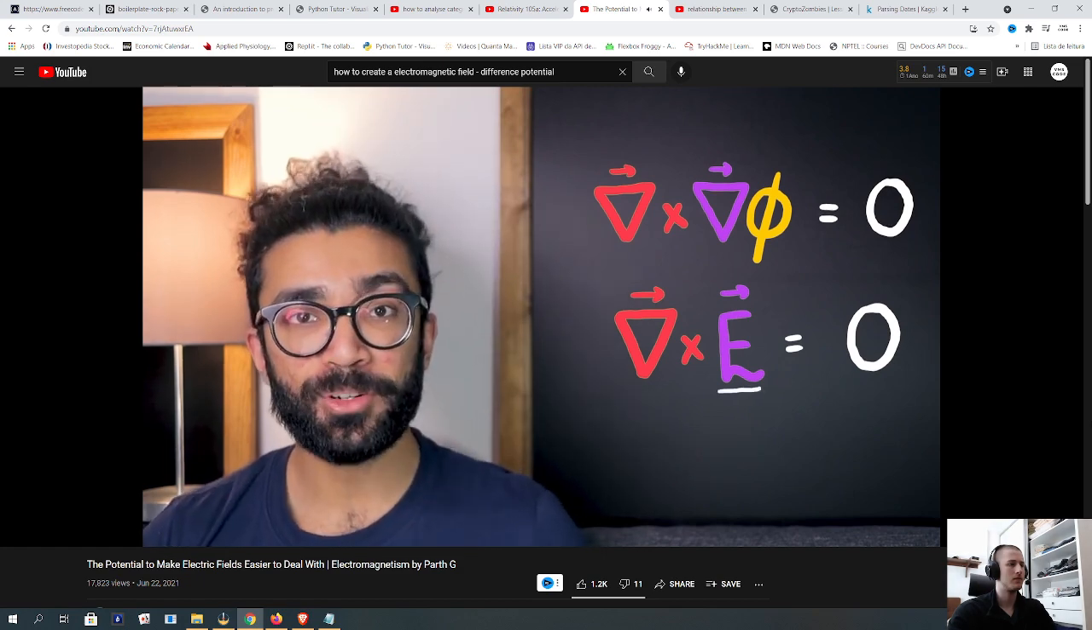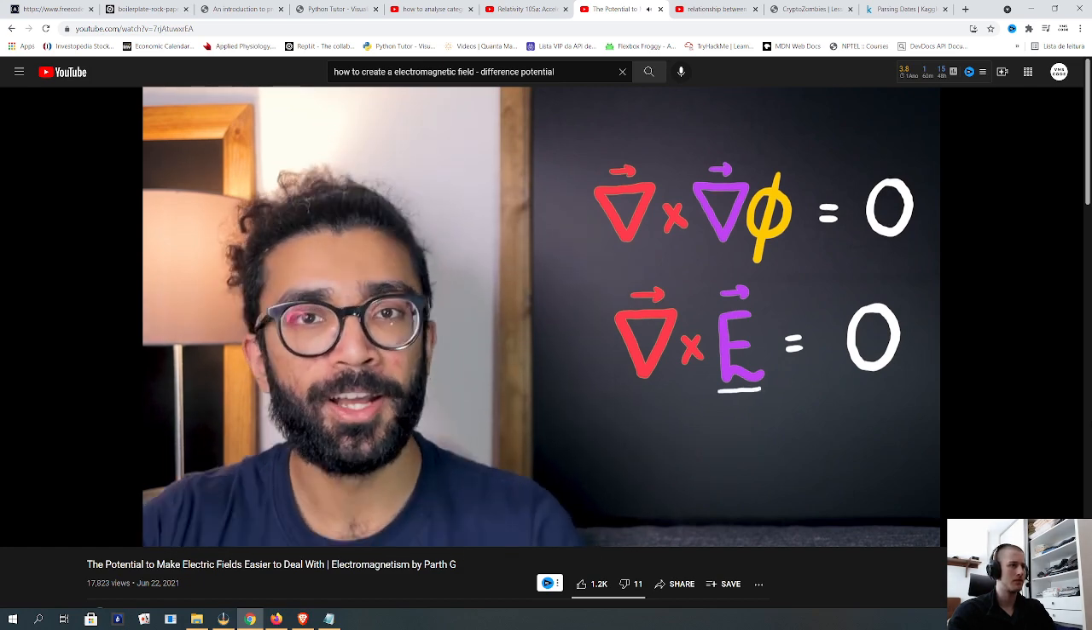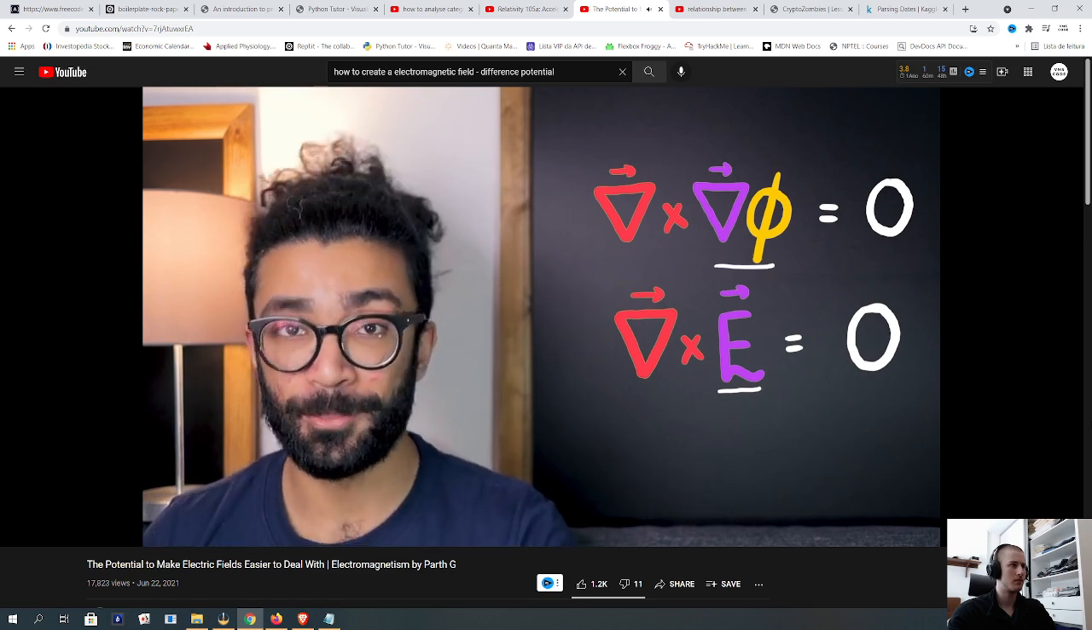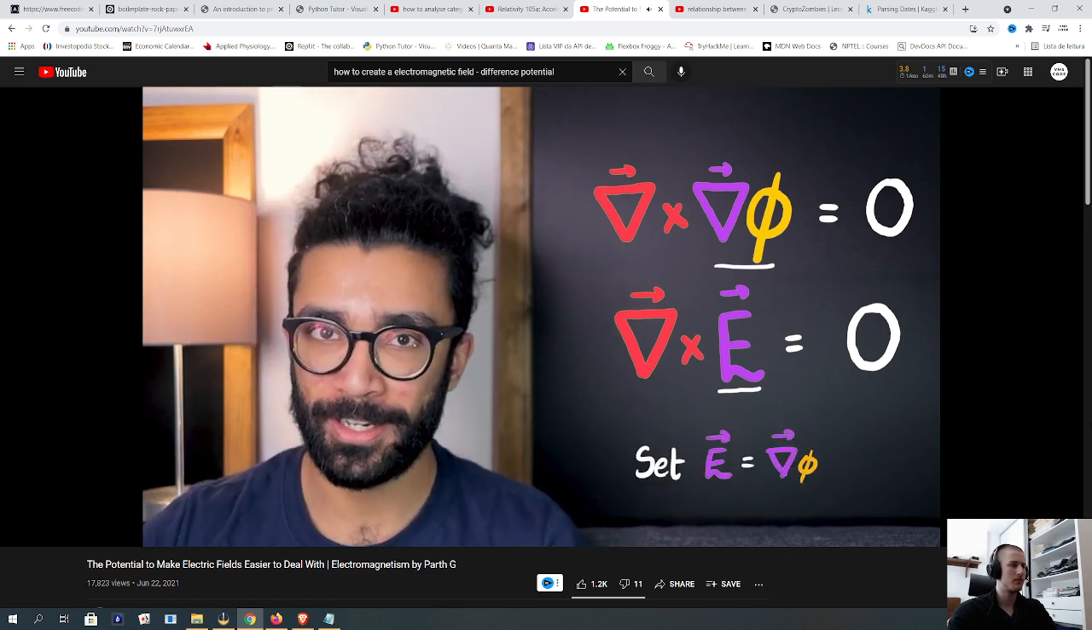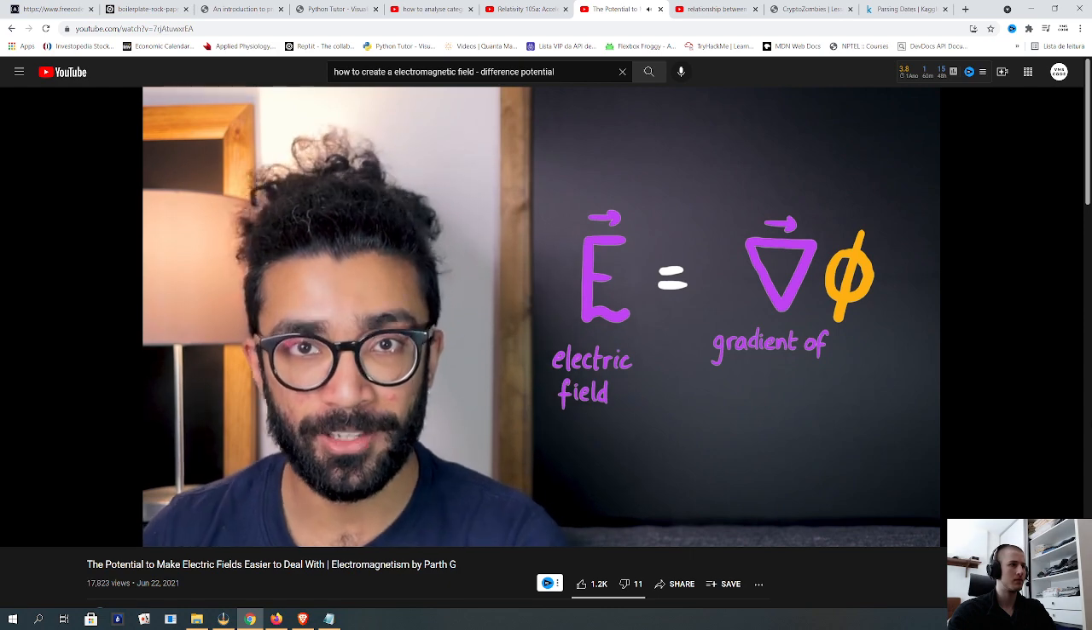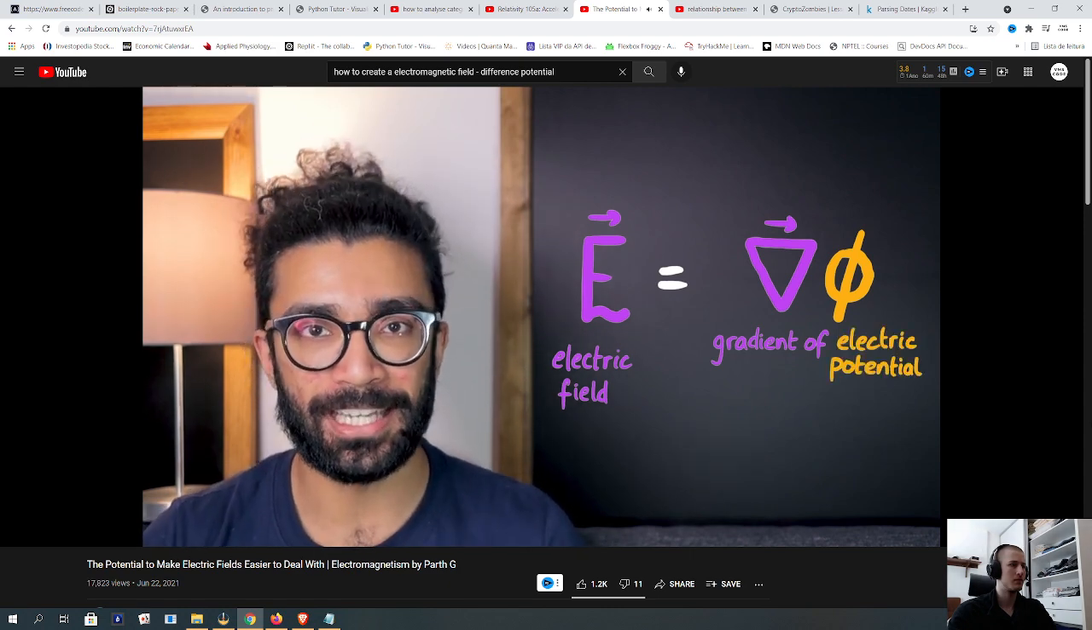We're going to see that the electric field in this region of space that we happen to be studying could be described as the gradient of some scalar field. And so that's a definition that we're going to create now. The electric field is defined as the gradient of some scalar field. And this scalar field is going to be known as the electric potential.